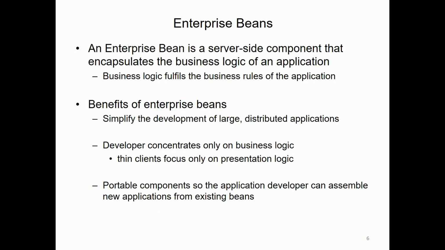So an Enterprise Bean, Enterprise Java Bean, is a server-side component. It encapsulates the business logic of an application. In other words, it encodes the business rules for that application. As I mentioned a few moments ago, it simplifies the development of large distributed applications, especially where we've got multiple types of client, so that there is this point where eventually all those clients will come into that common service area. And these enterprise beans provide that common service.